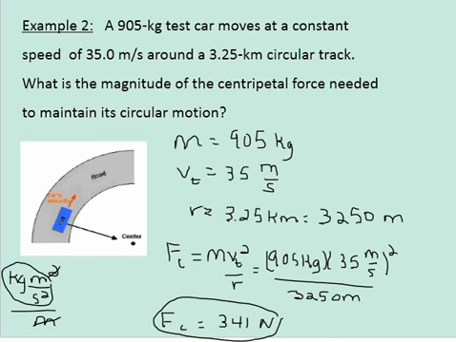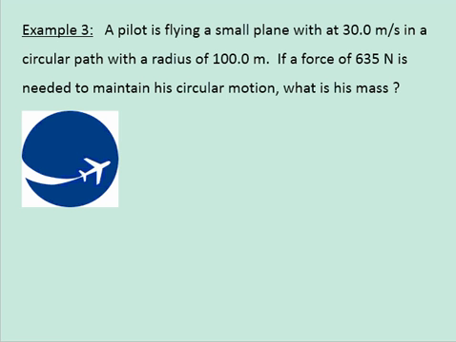All right, let's try one more just to solve for one of the different variables. So here we have a pilot flying a plane in a circular path. We know the radius, we know the linear speed, but now we know the centripetal force. And we know it's a centripetal force, even though it doesn't directly say it in the problem, because it's saying a force needed to maintain circular motion. So as soon as you see that, you know that that means centripetal force. And it wants to know what is the mass of the pilot.